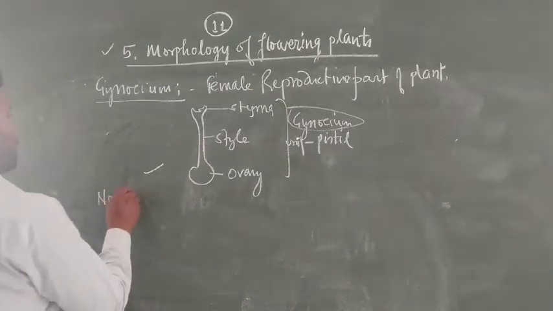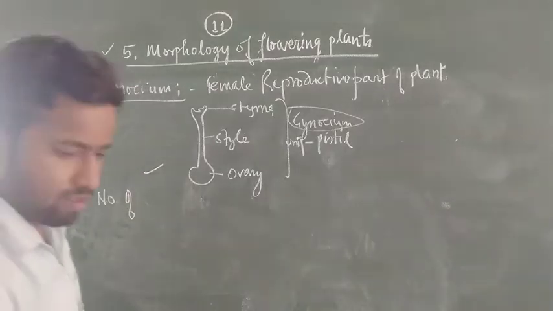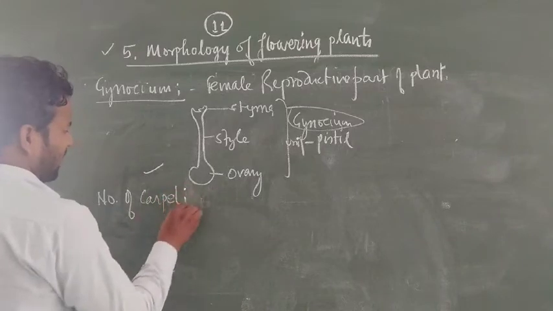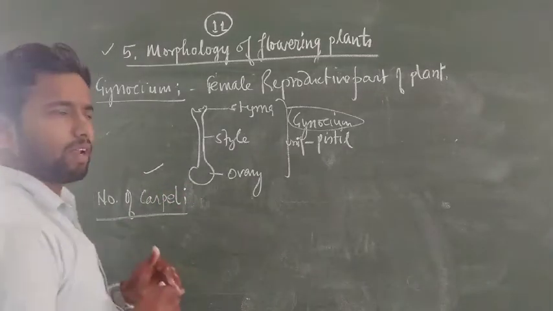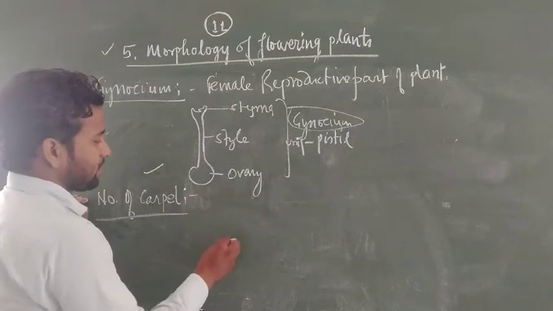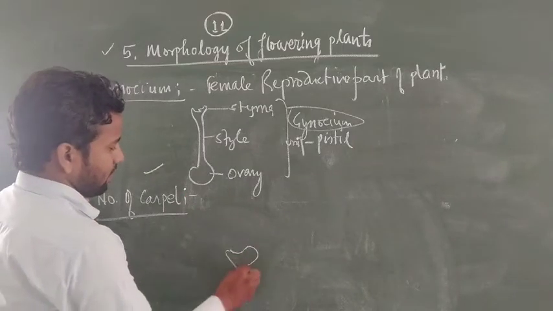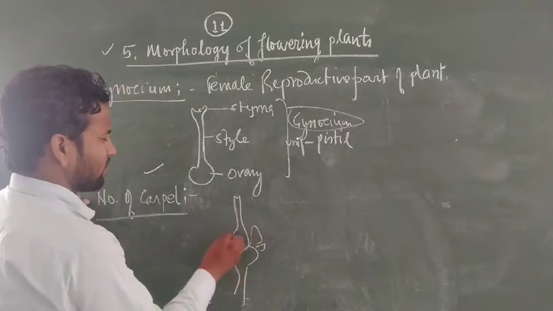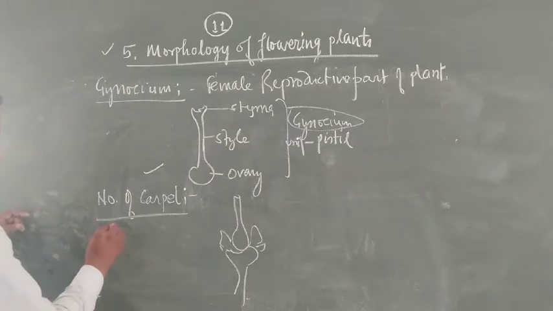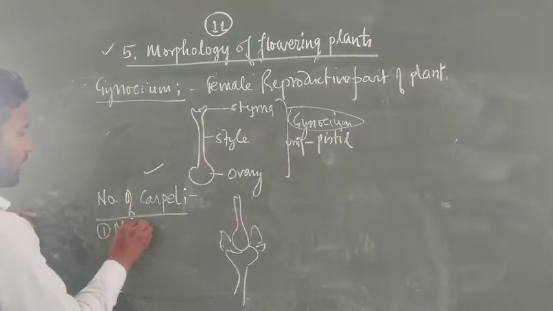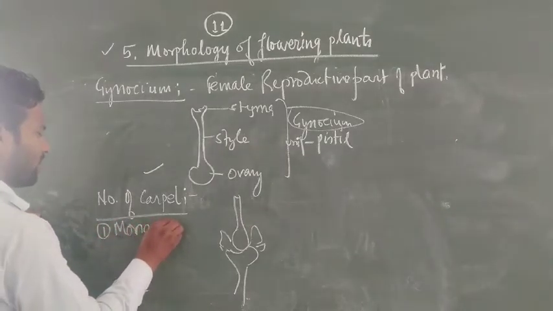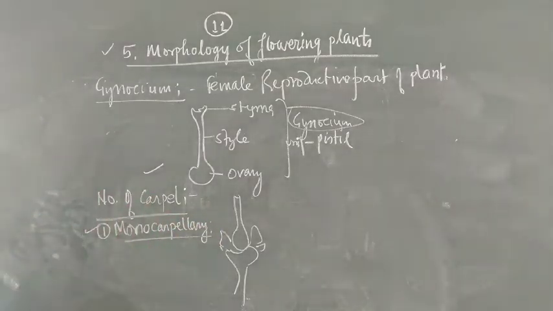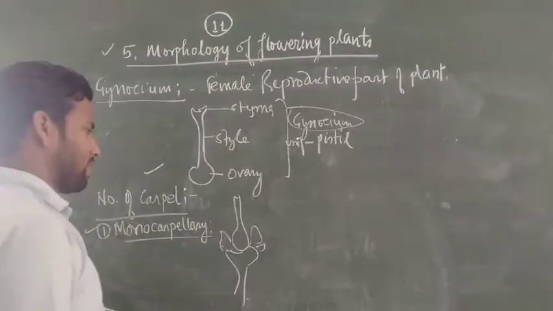Now talking about the number of carpels. Suppose this is a flower, and if the flower has a single carpel, this situation is called monocarpellary. Mono means single, carpellary means carpel. If a flower bears a single carpel, the situation is called monocarpellary.